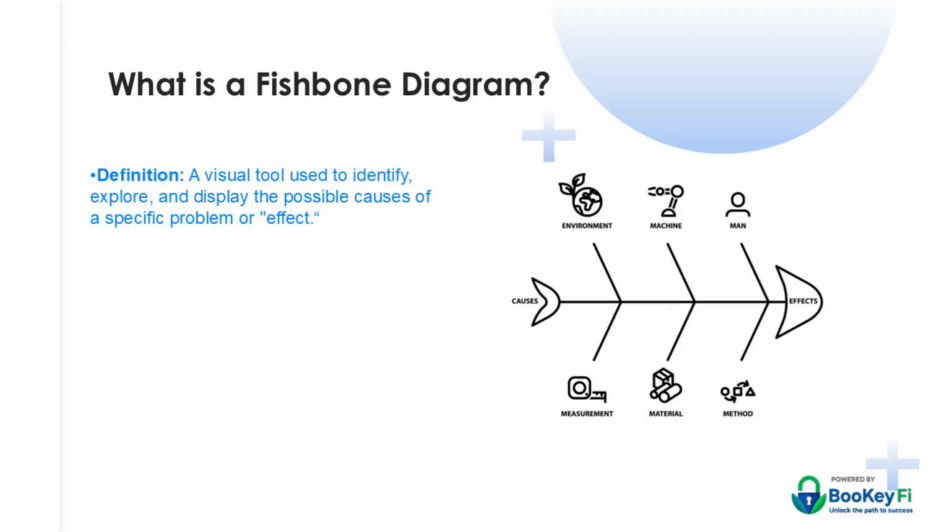Definition. A fishbone diagram is a visual tool used to identify, explore, and display the possible causes of a specific problem or effect. Think of this tool as a magnifying glass for problems. Instead of just talking about a mistake, we draw it. By identifying, we name the problem clearly. By exploring, we look out for blind spots we usually ignore. And finally, displaying means putting it all on a wall where everyone can see it. It turns an invisible struggle into a visible map.